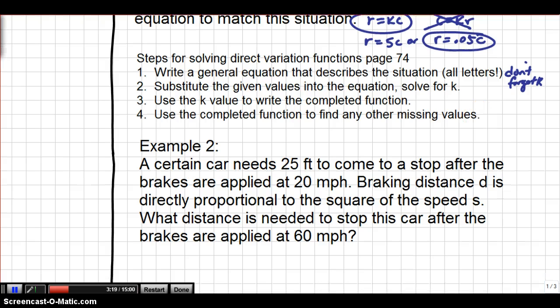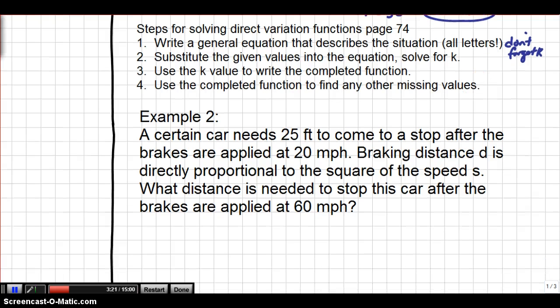So let's illustrate those 4 steps in our second example. A certain car needs 25 feet to come to a stop after the brakes are applied at 20 miles per hour. Braking distance, D, is directly proportional to the square of the speed, S. What distance is needed to stop this car after the brakes are applied at 60 miles per hour?